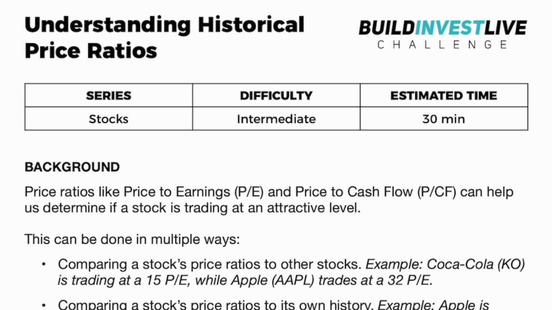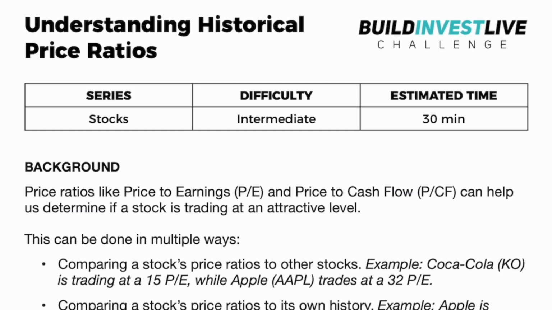Welcome back, everybody. Now, today's challenge is about understanding historical price ratios. The document is attached here in the post, and if you open it up, you'll see that for background, we basically say, look, price ratios like price to earnings or price to cash flow, which you hear me talk about all the time in my videos, can help us determine if a stock is trading at an attractive level, and it can be done in multiple ways.